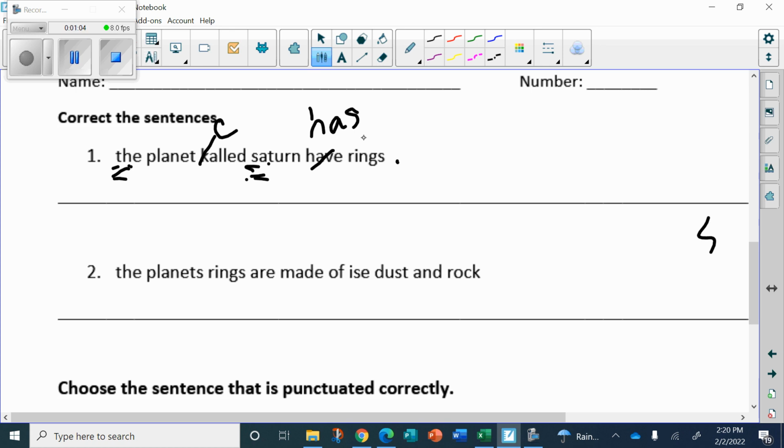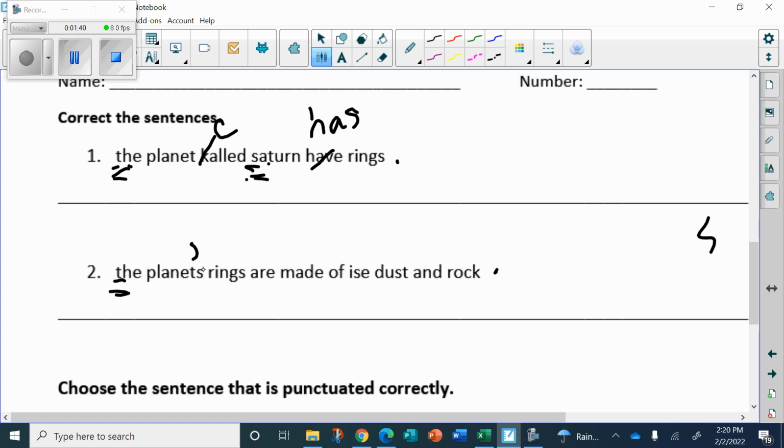The planet's rings are made of ice, dust, and rock. Well, let's start off by capitalizing the beginning of the sentence and putting an end mark. Yes, it is declarative. Now let's look at this. The planet's rings. I have two words there that end in S, but the first one, the planet's, is talking about one planet, Saturn. So it is showing possession. So we need to put an apostrophe because the rings belong to the planet.